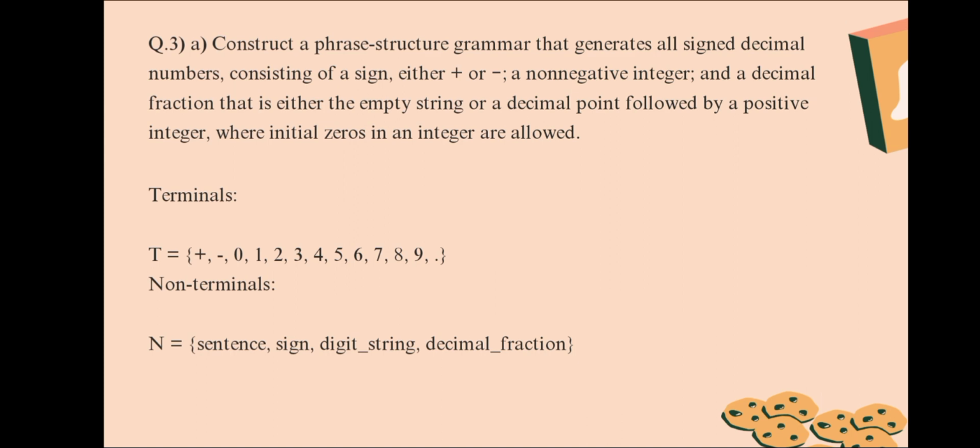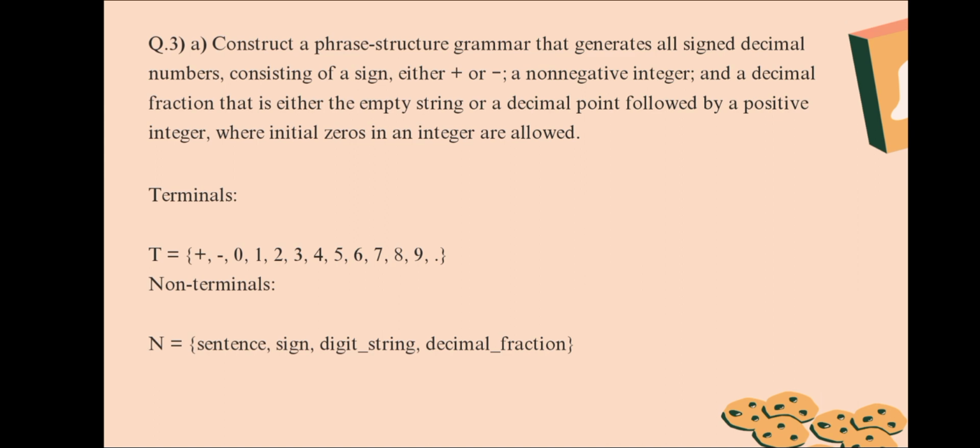In this question we have been given a problem. The question says: construct a phrase structure grammar that generates all signed decimal numbers consisting of a sign, either plus or minus, a non-negative integer, and a decimal fraction that is either the empty string or a decimal point followed by a positive integer, where initial zeros in an integer are allowed. We have been given terminals and non-terminals. Here the terminals are plus, minus, 0, 1, 2, 3, 4 up to 9 and many more. Here our non-terminals are sentence, sign, digit, string, decimal, and fraction.